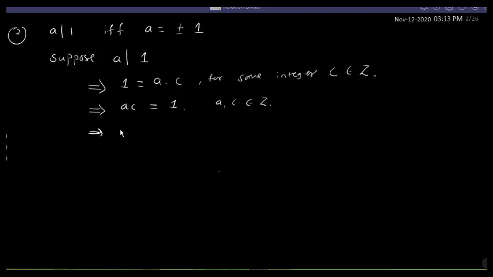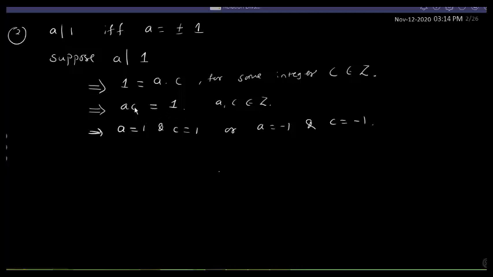So when the product of two integers is 1, this implies that either a equals 1 and c equals 1, or a equals minus 1 and c equals minus 1. Then and only then will we get this product as 1.